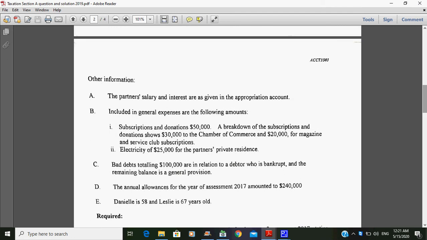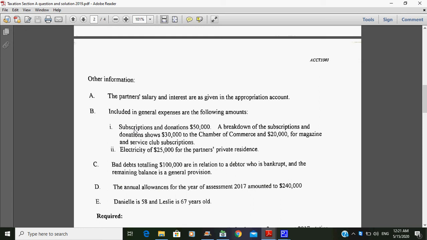Now, as there is an interest, we'll do that later on. All right. Included in general expenses are the following amounts: subscriptions and donations, $50,000. A breakdown of the subscriptions and donations shows $30,000 to the Chamber of Commerce and $20,000 for magazine and service club subscriptions.